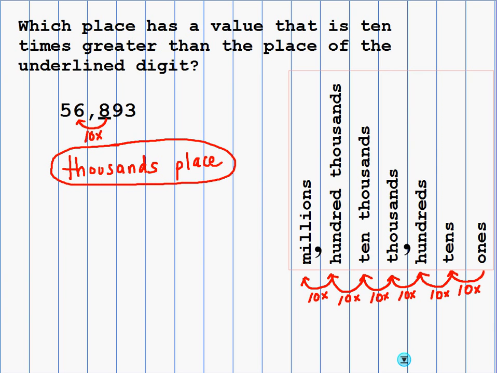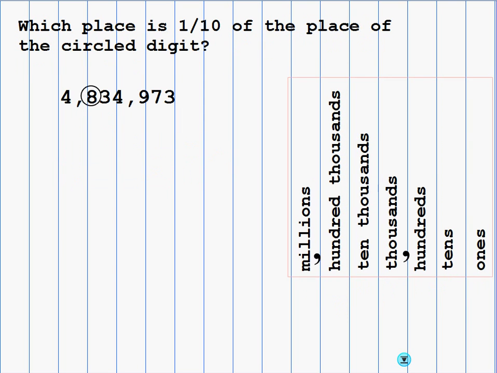All right, let's do another problem, and we're going to apply this concept in reverse. This problem is asking me which place is 1/10 of the place of the circled digit. Let's go back to our place value chart, and let's see if we can establish a similar pattern to what we did before. This time we're going to start over here in our millions.